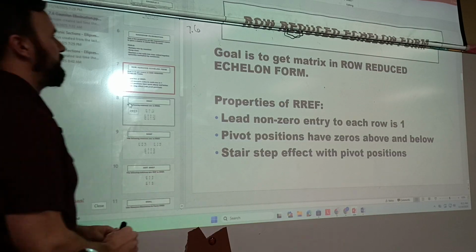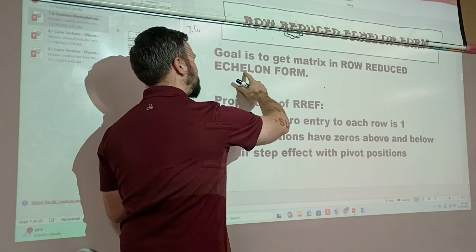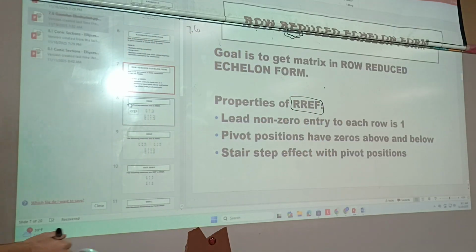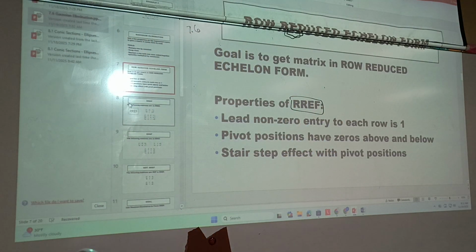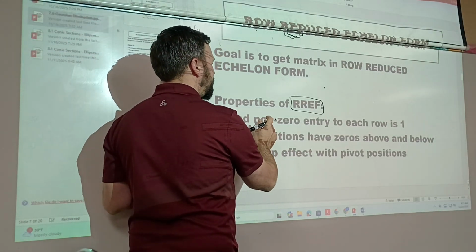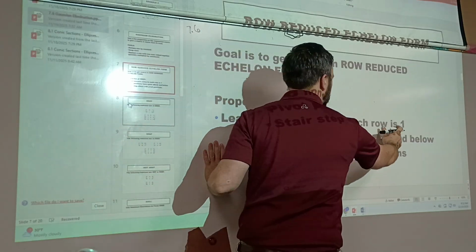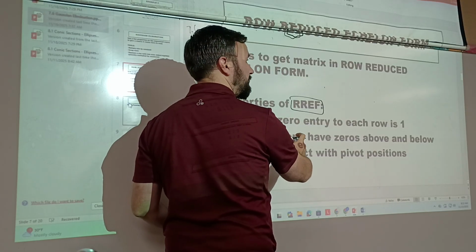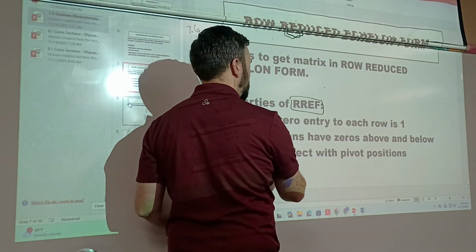So there's something called row reduced echelon form, RREF. Your goal is to get a matrix to RREF, reduced row echelon form, and that gives you the solutions. Your calculator has a button that does it. It has an RREF button. Basically, to be in reduced row echelon form, each leading entry is 1. The pivot positions have zeros above and below. That means the leading ones have zeros above and below them. And it looks like a stair step.